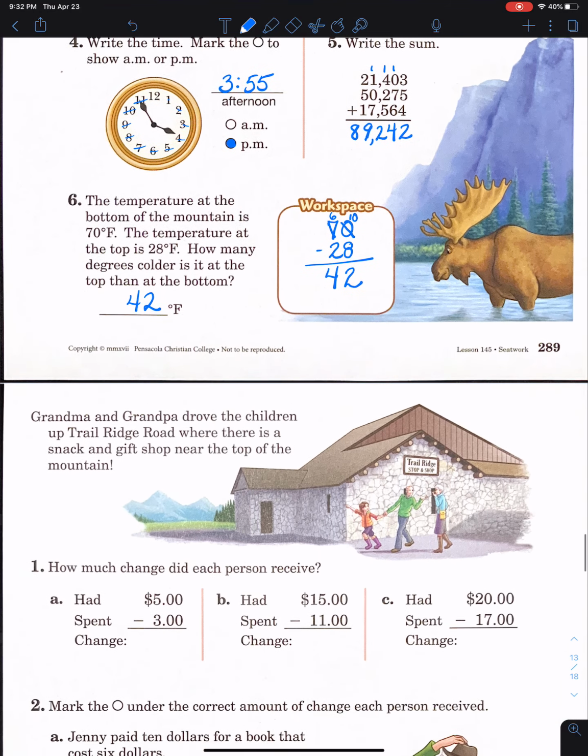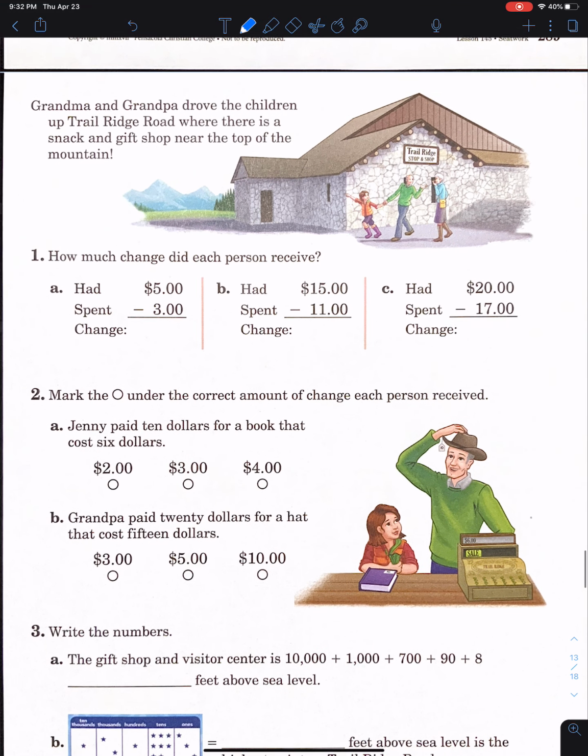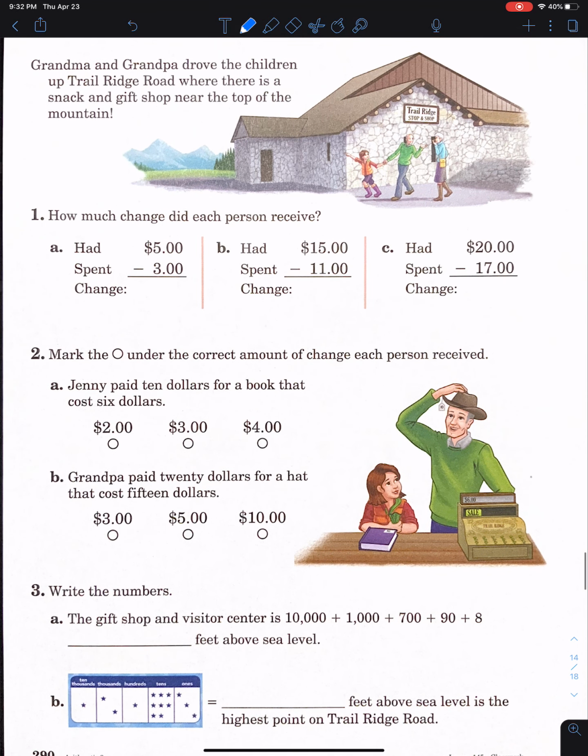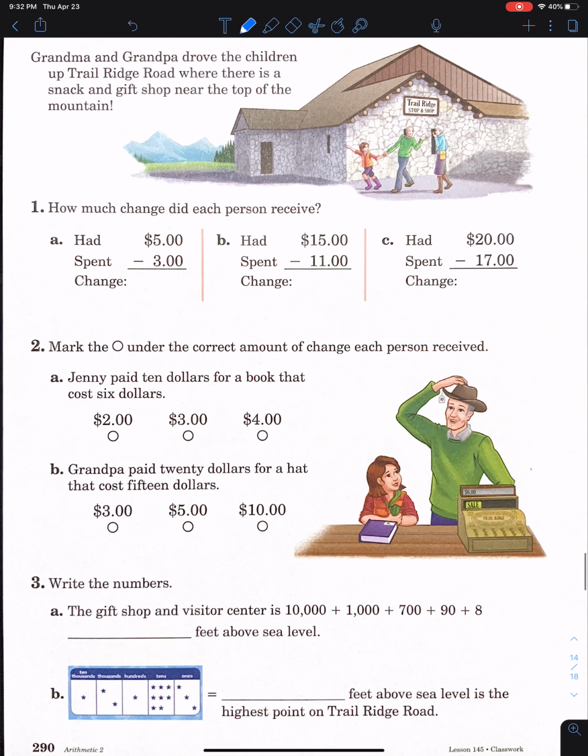Okay, let's see what we have on the back. Grandma and Grandpa drove the children up Trail Ridge Road, where there is a snack and gift shop near the top of the mountain. That would be fun. I hope you guys get to do fun things like that with your relatives. Number 1, how much change did each person receive?